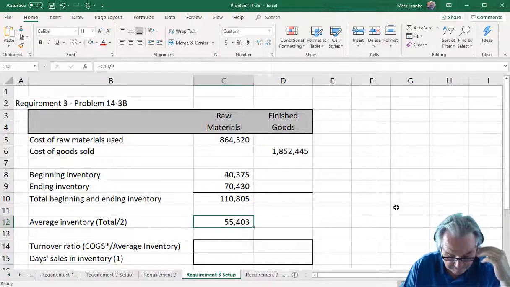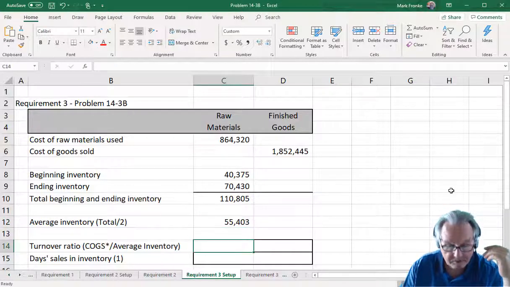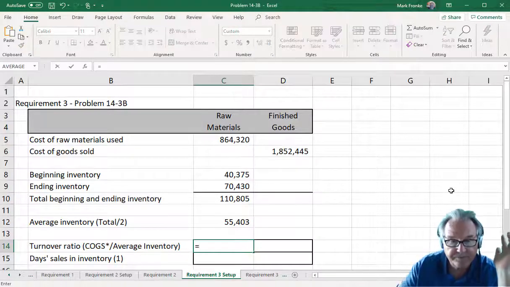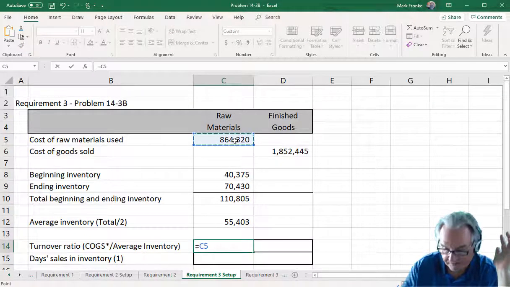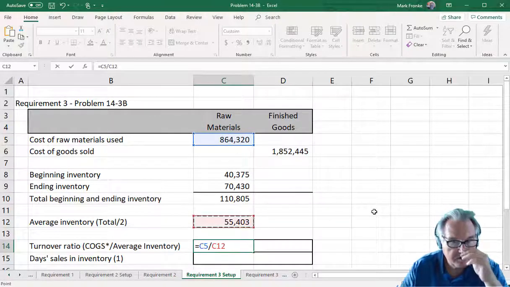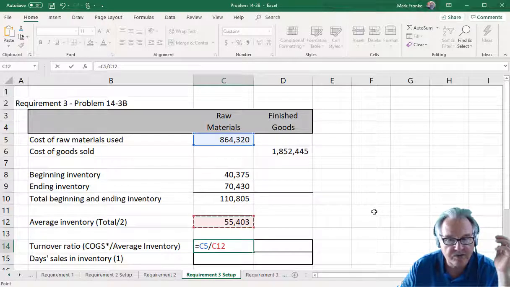Get rid of those decimal points. So the turnover ratio is going to be cost of goods sold divided by the average inventory. So in this case, it's the $864,320 divided by 55,403. That tells us how many times inventory is going to turn over during the year.